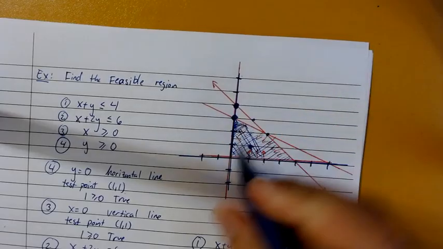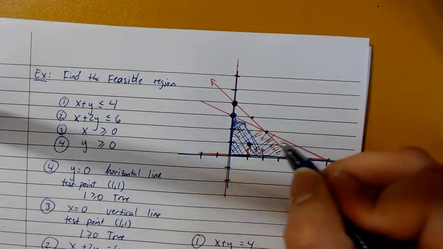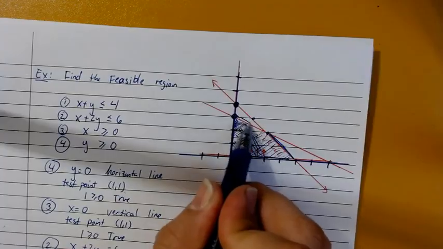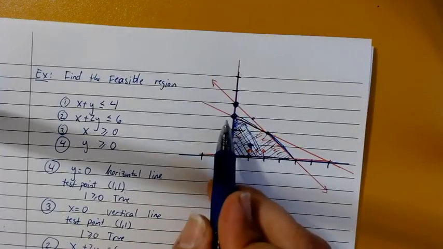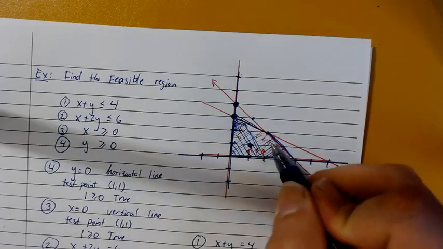So everything to the right of this line, above this line, down and to the left of this line, and down and to the left of this line. So you have a 4-sided region, 1, 2, 3, 4, and everything inside.